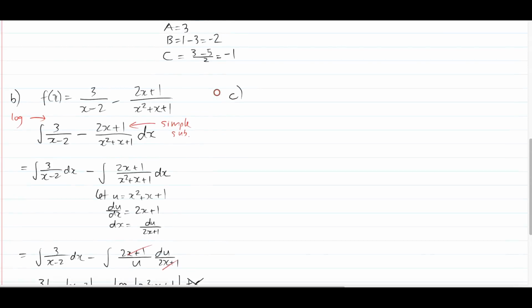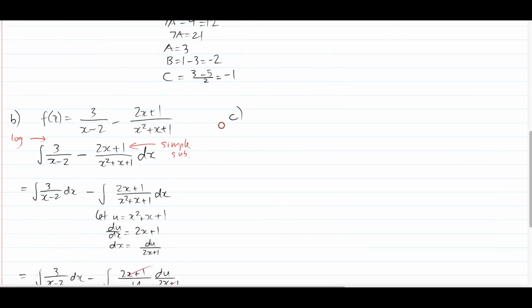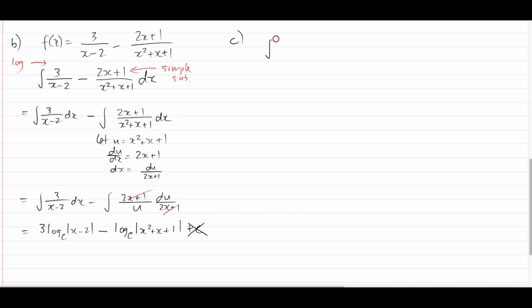Let's go read the question. What is part C? Hence, evaluate the definite integral of f(x) with the upper and lower terminals being -1 and -2. So part C: anti-differentiate f(x) from -2 to -1. So what is f(x)? I'll just write f(x) so that we can save some time right here.